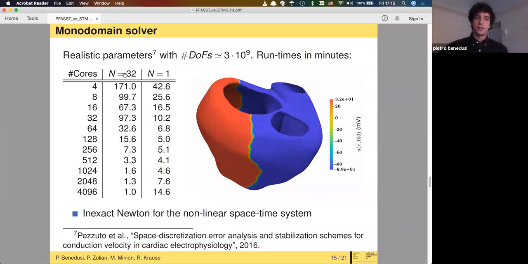So this is the scenario where I use 32 time steps for every space-time block, and here just one. So this is just a standard sequential approach, I would say. And you see that, for example, with four cores, this is much slower, but it scales much better. So when you go to, for example, 4,000 cores, this gets faster than the best time that you get with the sequential approach. And these runtimes are in minutes.